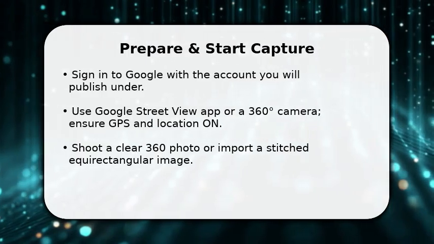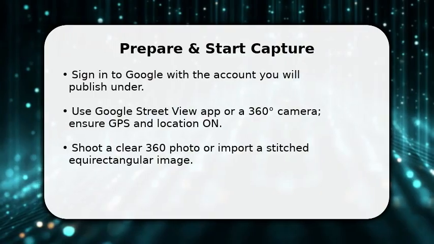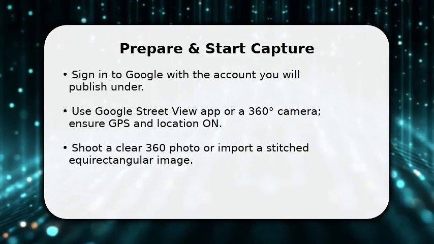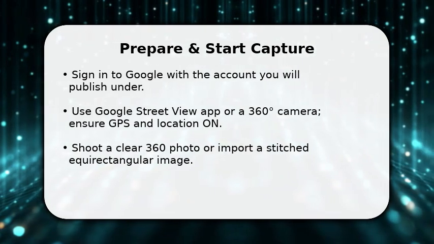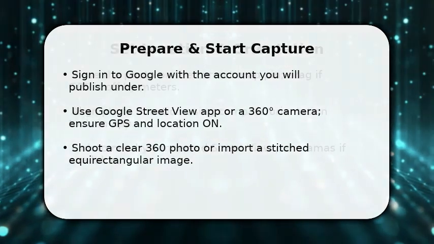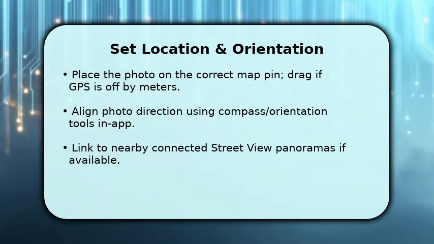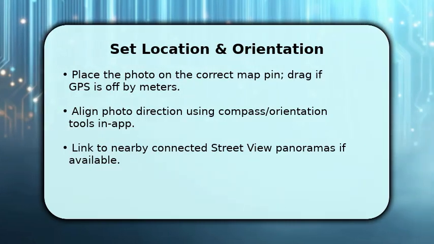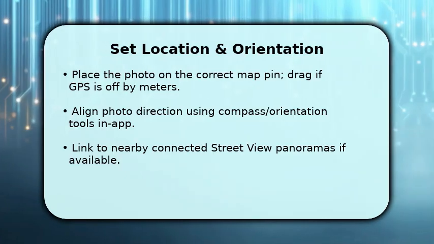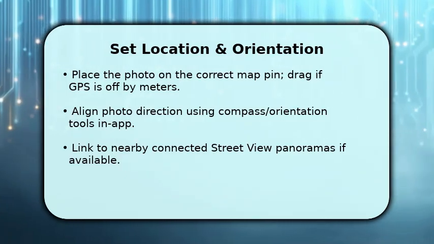Once the photo appears, check horizon and framing. You want recognizable landmarks and minimal motion blur, so Google can place it accurately on the map. Now position and orient your panorama. Tap Edit Location and move the marker precisely to the curb or doorway where you stood. GPS can be off by several meters, so manual placement matters.